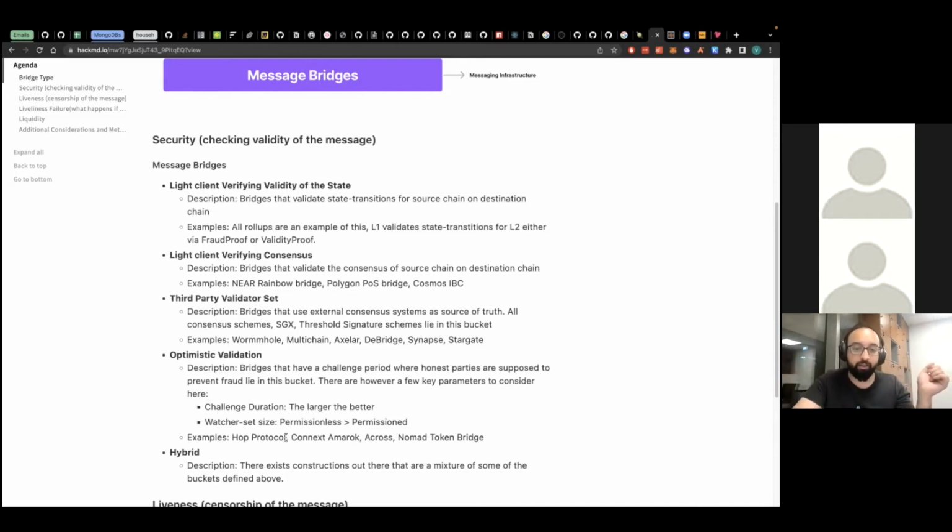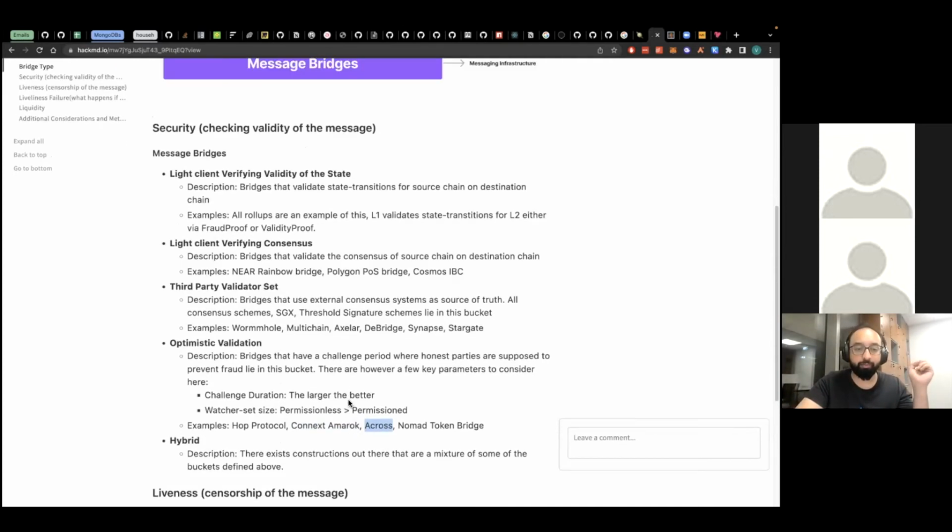While the architecture of Connext's Amarok update and Hop protocol is quite similar, Connext uses the Nomad bridge, which has a challenge duration of 30 minutes. So rollups have a set challenge duration of 7 days. Hop protocol got it to 1 day. Connext reduced that to 30 minutes. And so on, different systems, different parameters, but both of these parameters are extremely important.